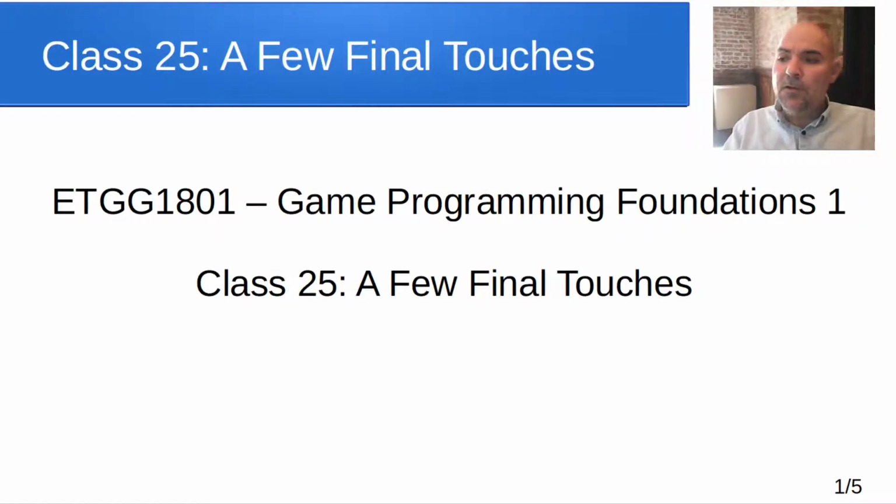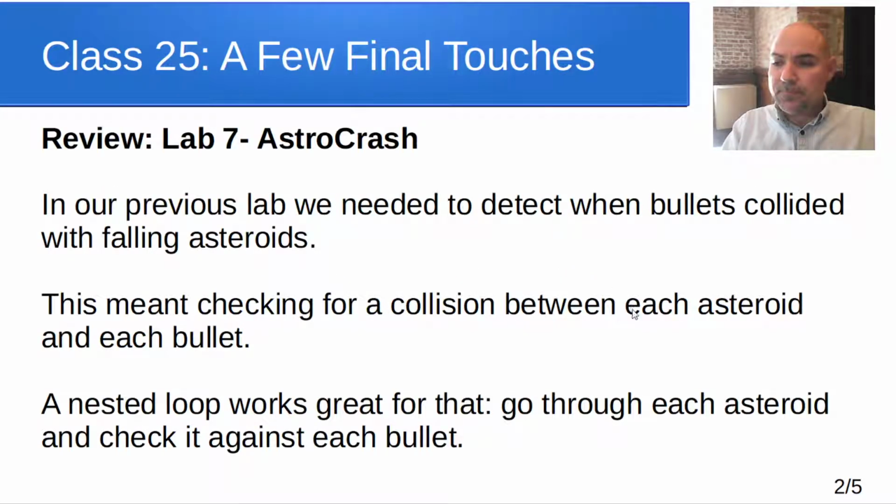And as a quick reminder, we were looking at Lab 7, which is Astro Crash, where we had previously looked at how to detect when bullets collided with falling asteroids. That meant checking for collision between each asteroid against every bullet, and every bullet against every asteroid. And we used a nested loop for that. We went through each asteroid and checked it against each bullet, and then we marked them for removal if they were colliding by putting them in another list.